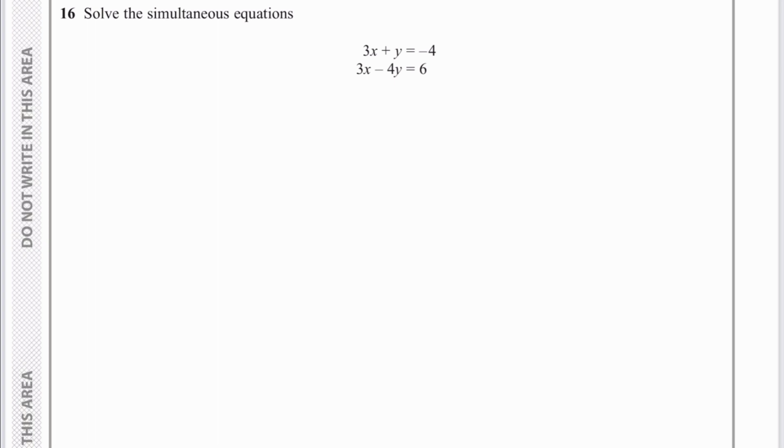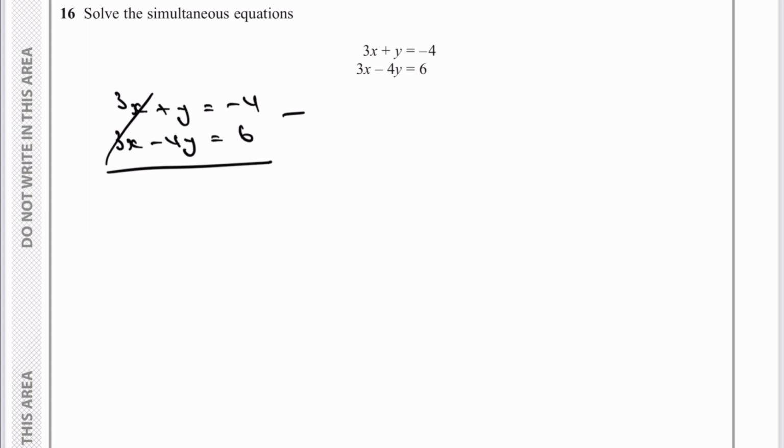So what we're going to do is I'm going to write 3x plus y equals minus 4, and then 3x minus 4y equals 6. And what I'm going to do is if I subtract one from the other, it means I actually lose the 3x, because 3x take away 3x means that goes. But then I've got to be a little bit careful, because I've got positive y minus 4y.